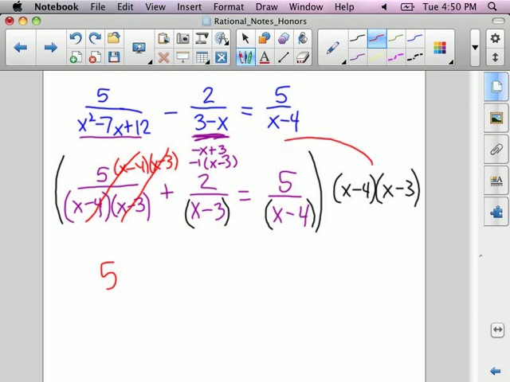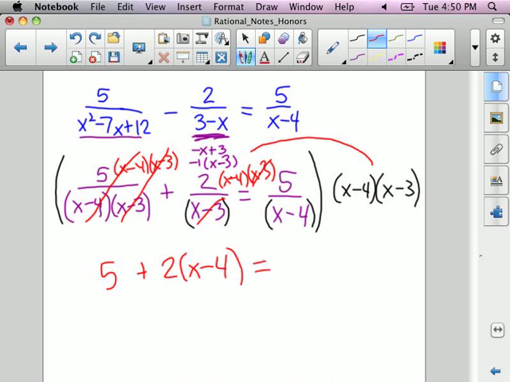When you distribute to your second guy, you're going to get, again, an x minus 4, x minus 3 on here. And the x minus 3's will cancel, so I just get plus 2, and I have the x minus 4 left over.